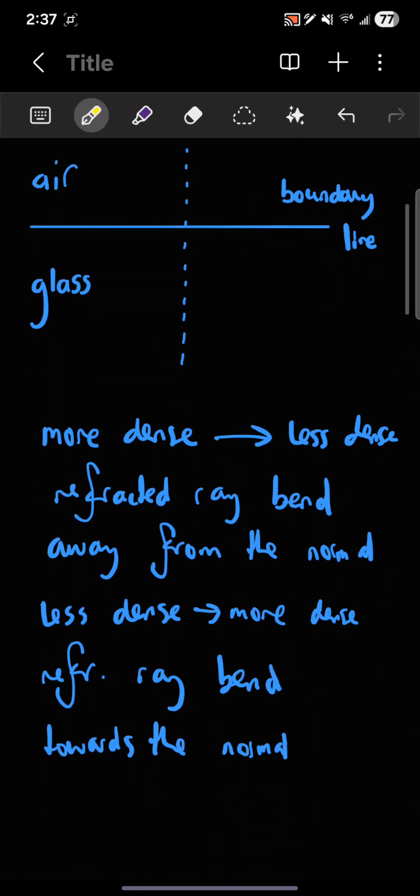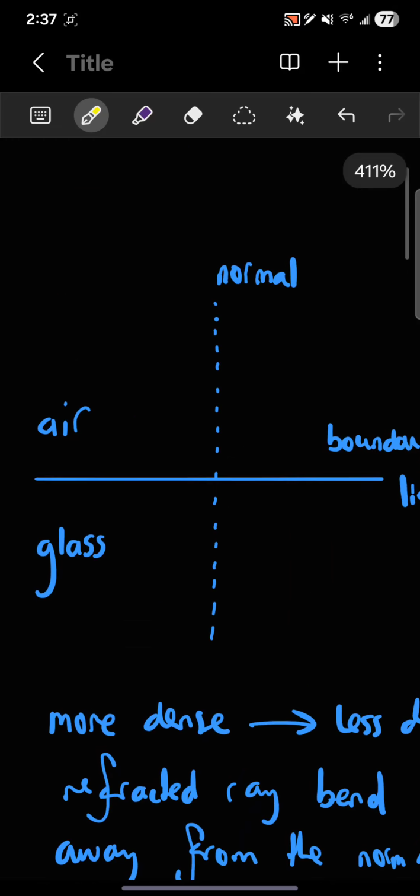Now a couple things I want you all to understand. If you're going from a more dense to a less dense medium, the refracted ray is going to bend away from the normal. If you're going from a less dense to a more dense, the refracted ray is going to bend towards the normal. So let me explain what's going to happen here.